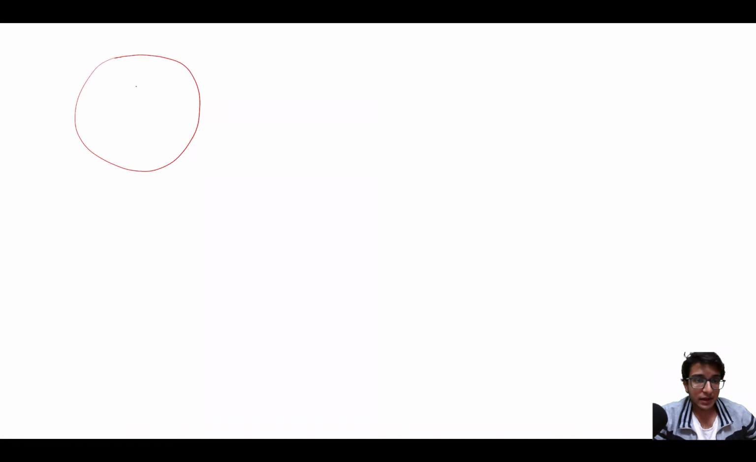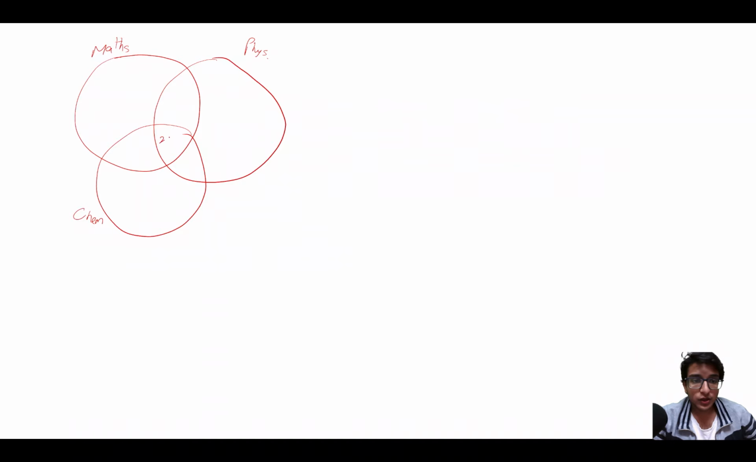So let's say this is my math section, this is my physics section, this is my chemistry section, this is my chem, this is my maths, and this is my physics. Now what have they told us? Now let me assume that students who studied all three subjects are X.